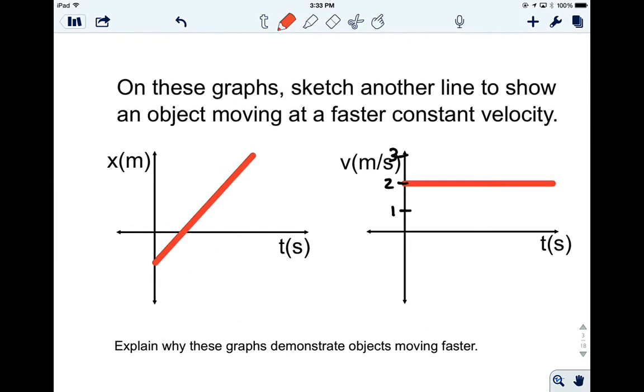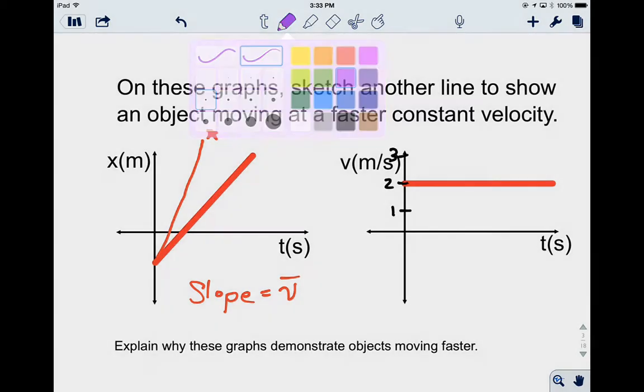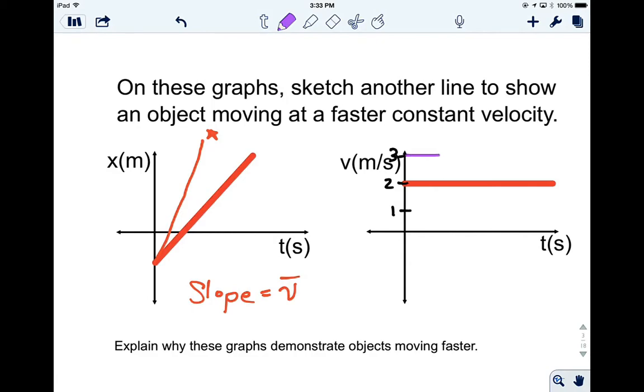Now, as you go down and look at the part involving your graphs, if you want a graph that has a faster constant velocity, we know the slope of our position versus time graph shows us our velocity value. So the slope of our position versus time is equal to our average velocity. As the slope gets steeper, it means we're going faster. For our velocity versus time graph, if we're getting faster, then we're going to have a larger velocity value. So your velocity versus time graph would just have a horizontal line that is further from the x-axis, a larger value. In this case, 3 meters per second as opposed to the original 2 meters per second.